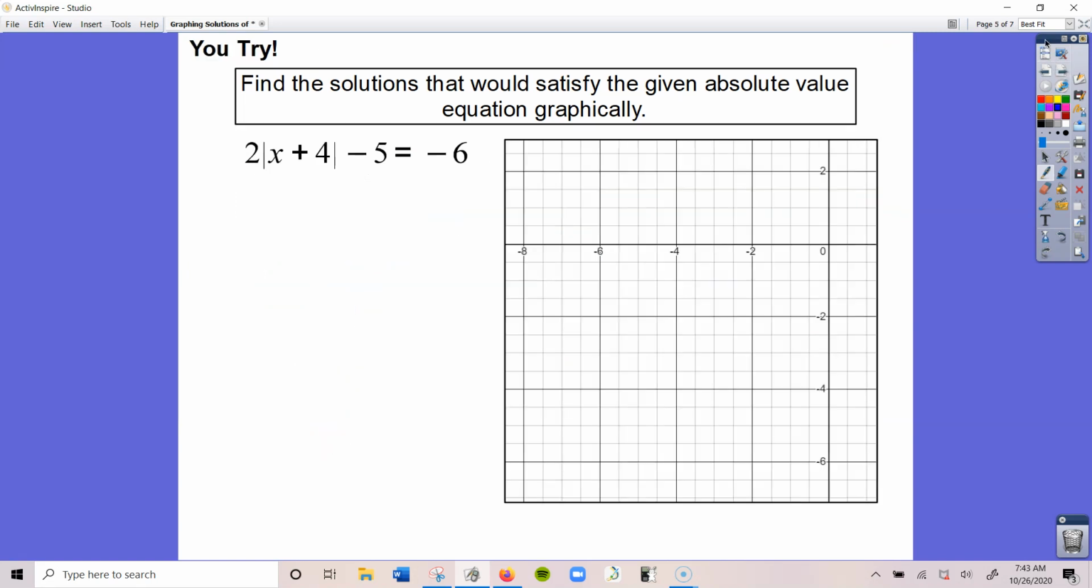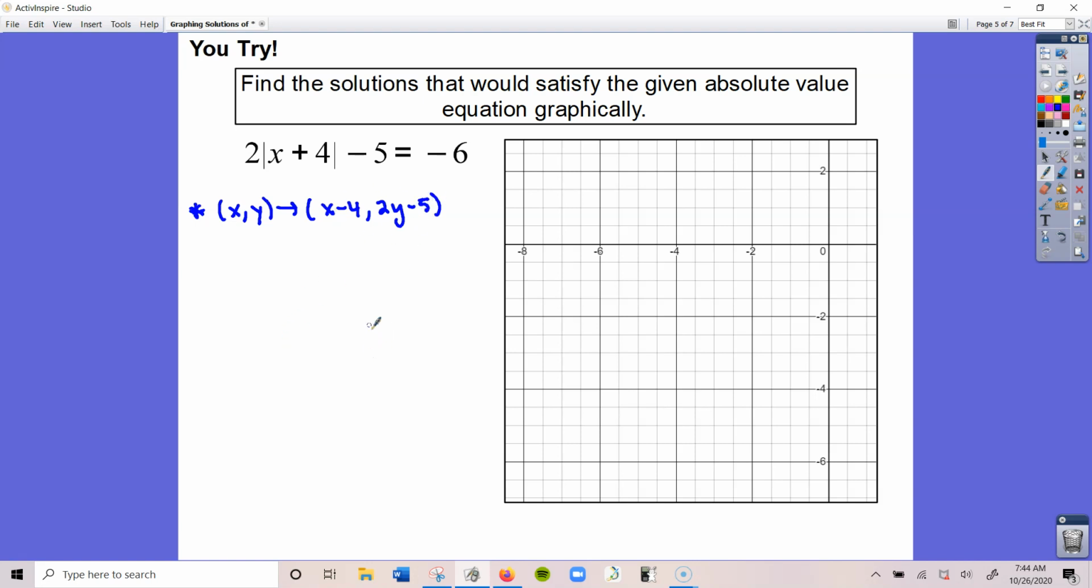Let's try one more, just to make sure that we understand. We have 2 absolute value of x plus 4, minus 5 is equal to negative 6. So let's write our rules. The rule for the x's would be x minus 4. Whoa. Let's try this one more time. Sorry about that. Okay, I got ahead of myself. Now the rule for the x's would be x minus 4, and the rule for the y would be 2y minus 5.